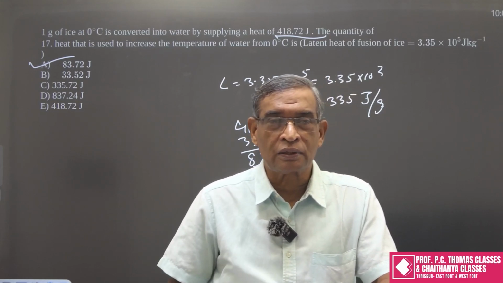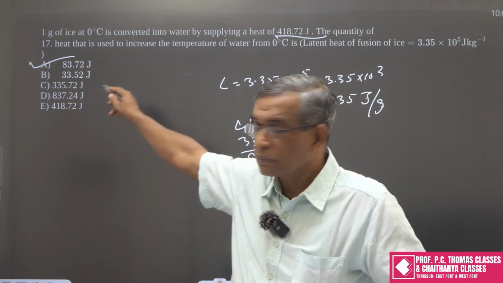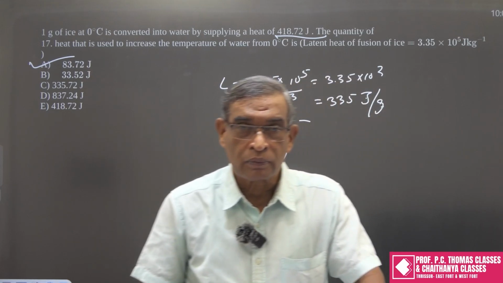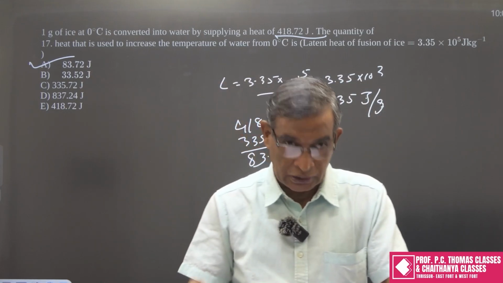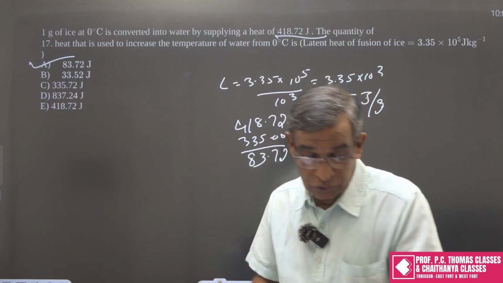MC delta theta, use that is equal to this much heat. When you write C, you must write it in joules. Then get the final temperature, if they ask. They have not asked. Go to our next question.